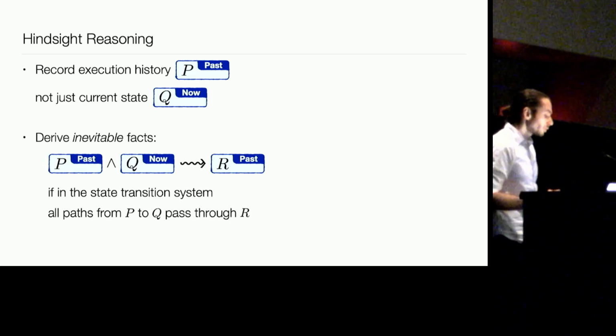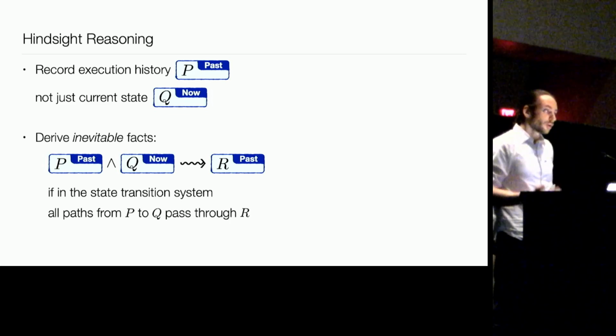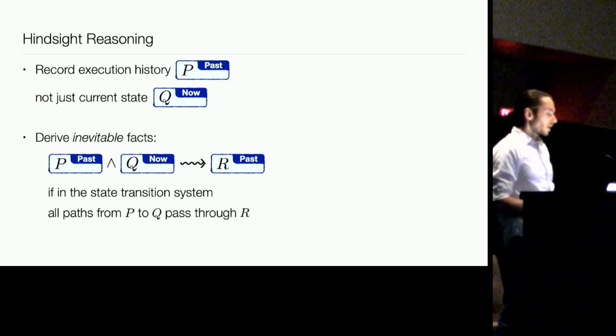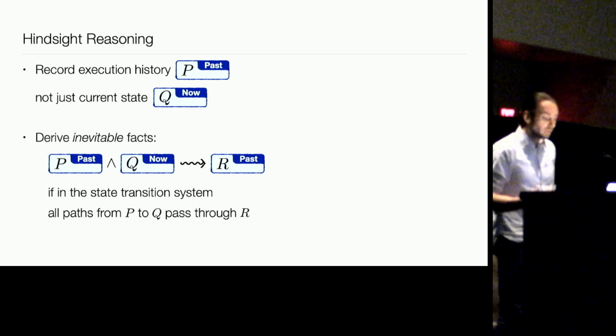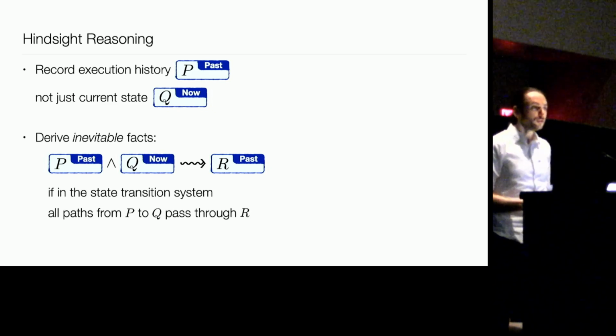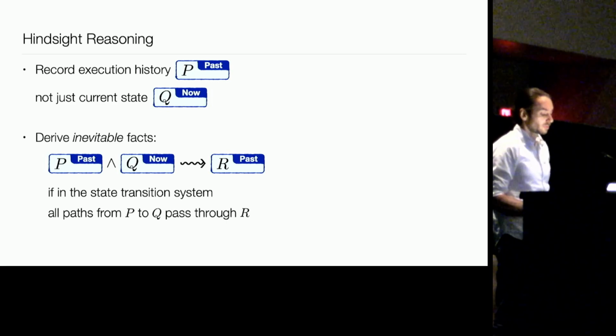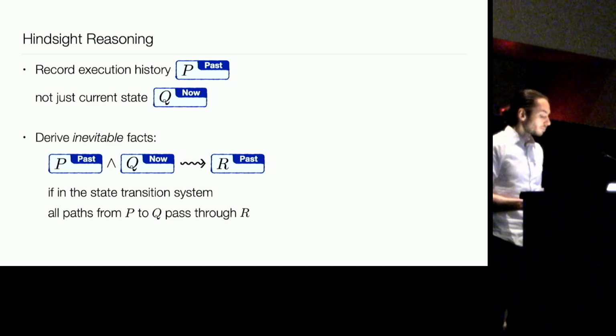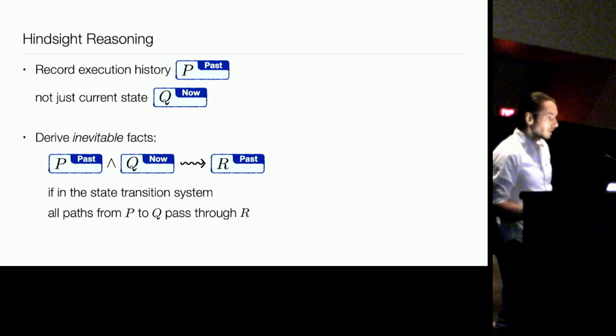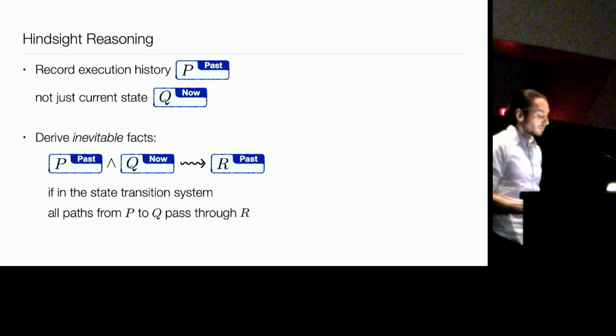So what we want to do is, if we know that some fact P has been true in the past and some fact Q is true now, we want to derive a new fact R that has been or is guaranteed to have been true in the past. And we want to do this if every execution that starts in P and is headed towards Q has to pass through R.